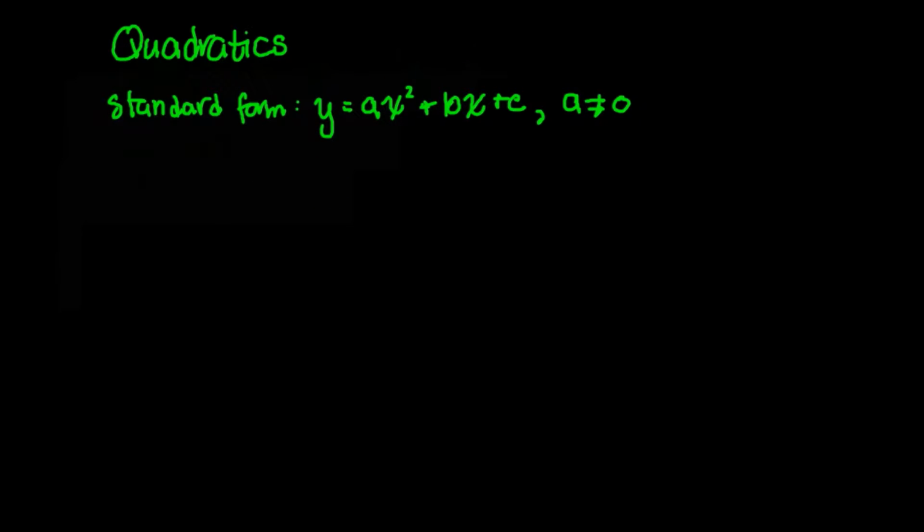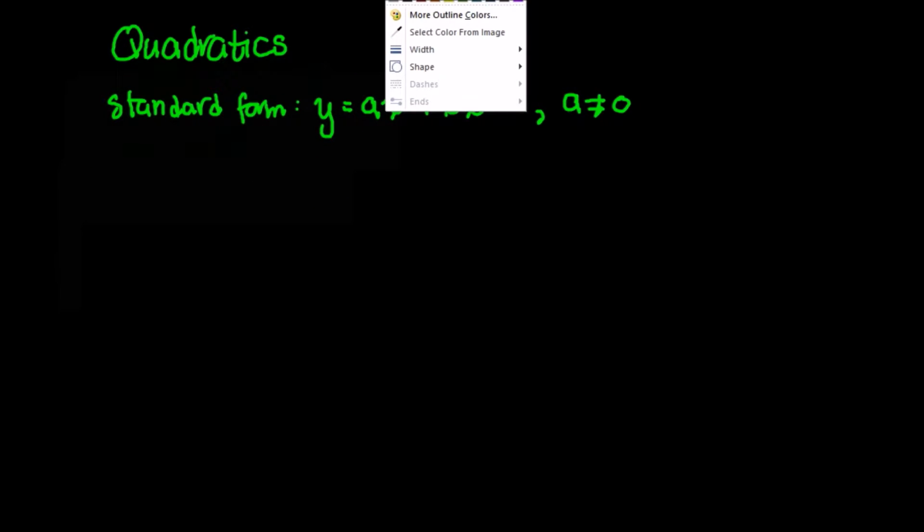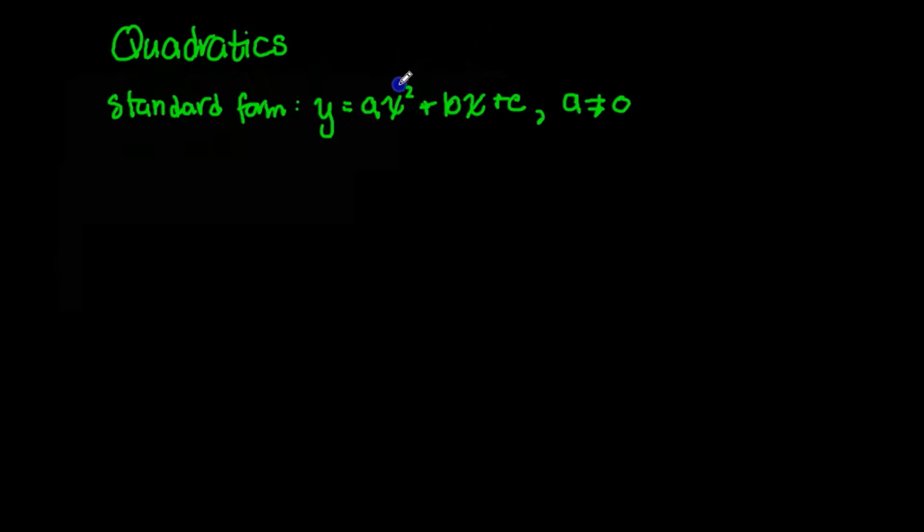Another thing about quadratics, let me just grab a different color here, is that there is a square in the formula. So they call this a degree of 2. Degree of 2. That just means that the highest power or exponent that appears in the equation is 2. So it's a degree of 2.